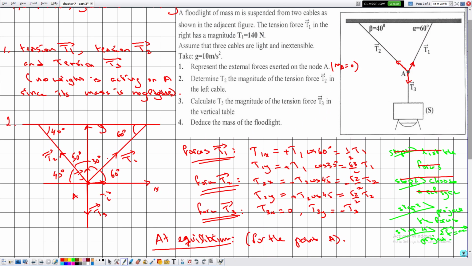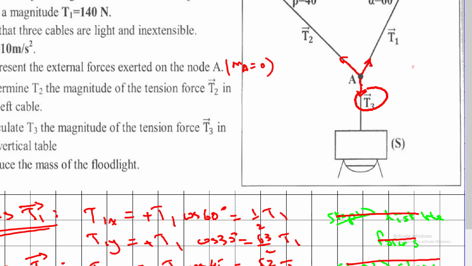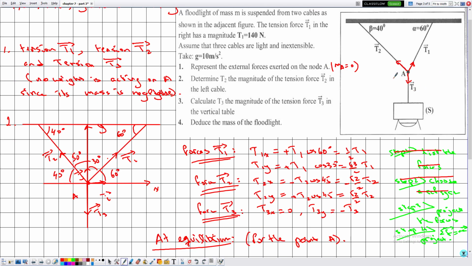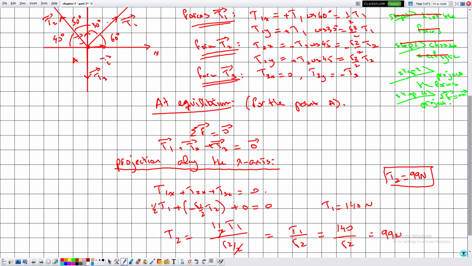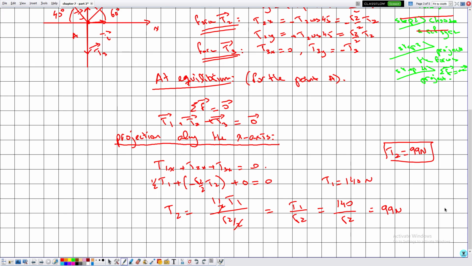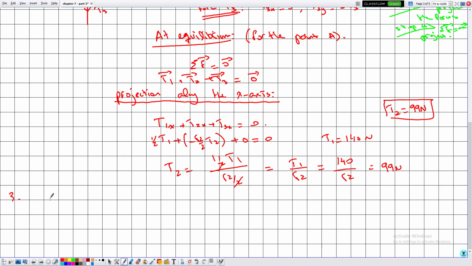Now in number 3 they are telling me to calculate T3, the magnitude of the tension force T3 in the vertical cable. So notice that also T3 appears as a force acting on the body A, which means that we can make use of the condition of equilibrium at the point A in order to determine T3. So because we have made use of the projection along the x-axis, now let's project along the y-axis in part 3. Now simply we drop down the vectors and each vector quantity will carry the label y.